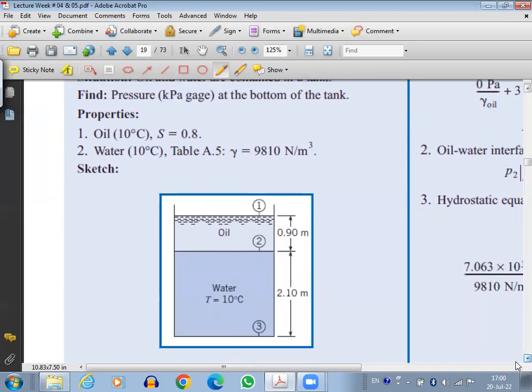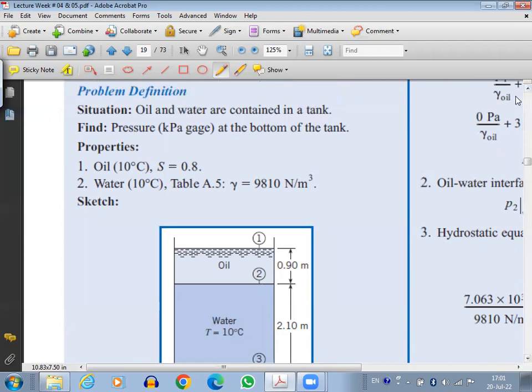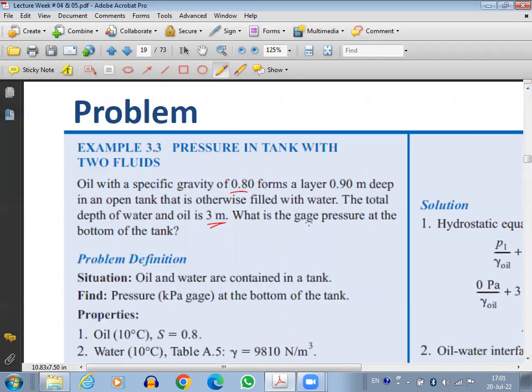We have this container. This container is filled with water, but at the top of the water we now have oil. Overall the height of the fluid in the container is 3 meters. Out of this 3 meters, 0.9 meters is the oil, the remaining 2.1 meters is water. Now what we need to find out is the gauge pressure at the bottom of the tank.